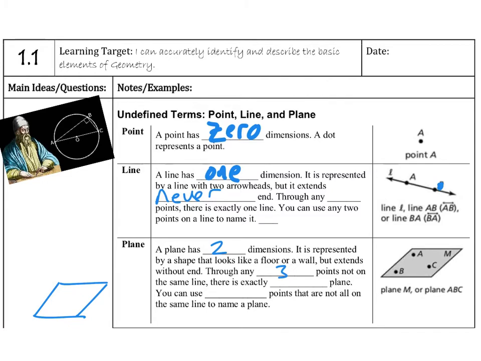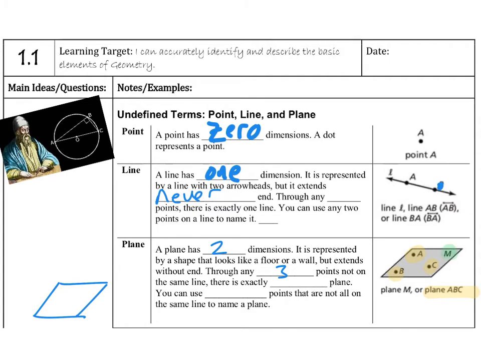If it's got 3 feet on it, those 3 feet will land on a plane. All right? So you can use 3 points that are not on a line to name the plane, or we can use one letter. So like this plane right here, notice these are points, point A, point B, point C. So one way to name this plane is to name it plane ABC. That's because it goes through these 3 points.